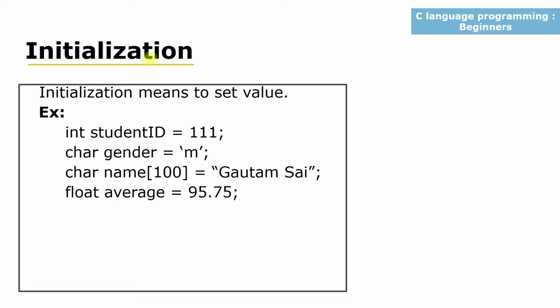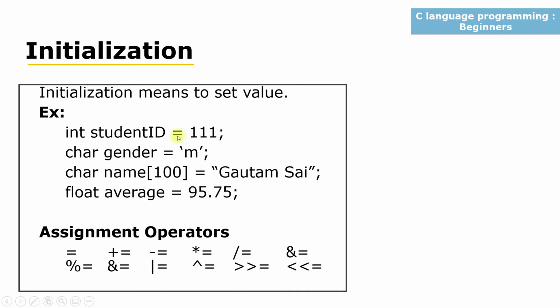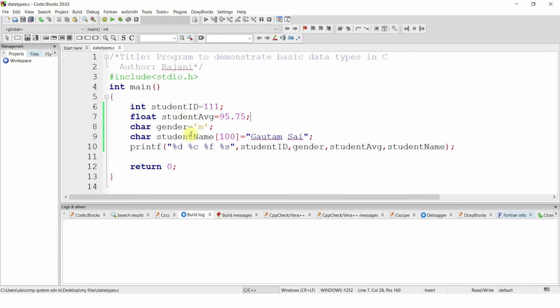To assign values to the data items, we need the assignment operator. This is an integer data item, this is a character data item, this is a string data item and this is a float data item. Apart from this assignment operator, C also supports these assignment operators. These operators you will learn later in the videos. And this is the example you have learned in the previous video.